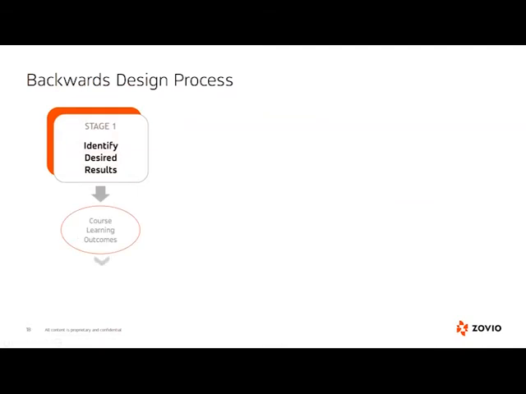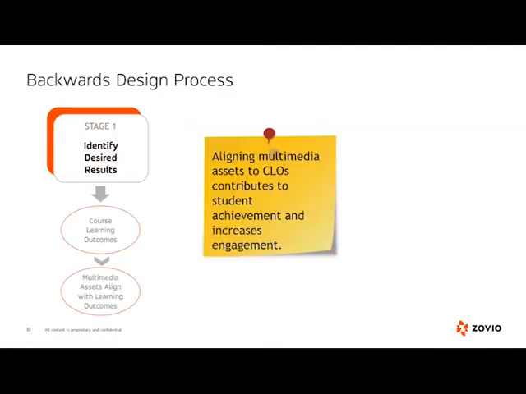In stage 1, while you're not necessarily creating the multimedia piece right then and there, you do want to think about, as you're thinking about your ideas, how the multimedia piece you're thinking about is going to align with the course learning outcomes. As Jeff mentioned, aligning multimedia assets to course learning outcomes will contribute to student achievement and it increases engagement. Students want multimedia assets that are going to support the content, help them understand the material that they're learning so that they can complete those assessments and learning activities successfully.